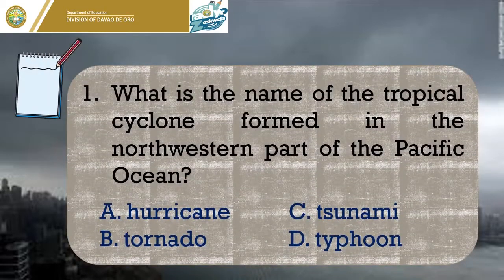Question number 1. What is the name of the tropical cyclone formed in the northwestern part of the Pacific Ocean? A. Hurricane. B. Tornado. C. Tsunami. D. Typhoon.